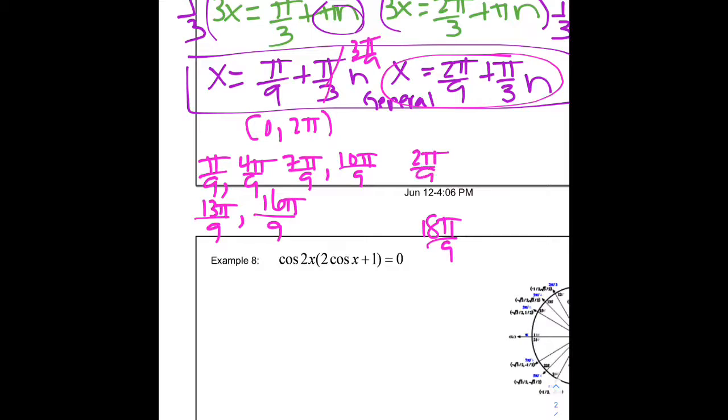2 pi over 9. We've already converted into ninths. I keep adding 3 pi over 9. So I would have 5 pi over 9, 8 pi over 9, 11 pi over 9. 3 more is 14 pi over 9. 3 more is 17 pi over 9. And those are our 12 solutions between 0 and 2 pi.